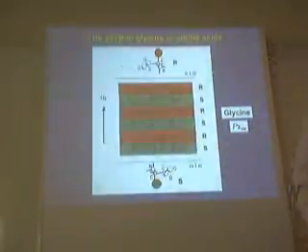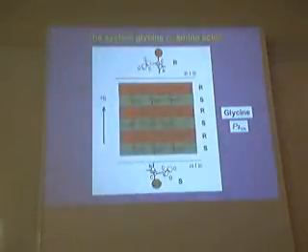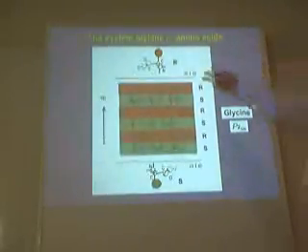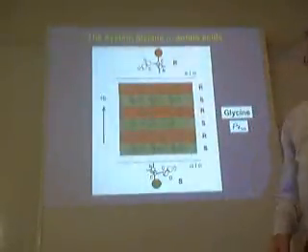Now, the molecule of glycine is achiral because it has a mirror plane, because the two hydrogens are what we call enantiotopic. They are actually related to one another by a mirror plane.